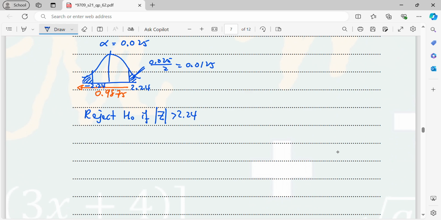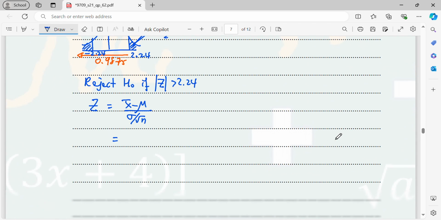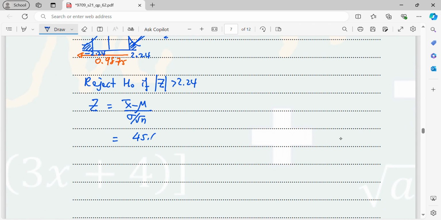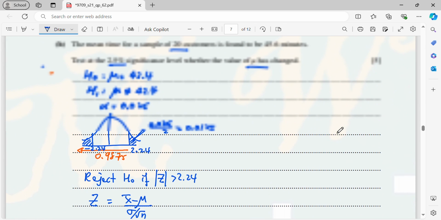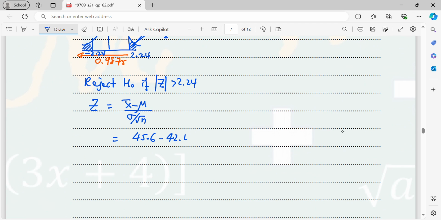Now, our calculation is Z equals X bar minus mu over sigma over square root n. X bar is given. For the 20 customers, it will be 45.6. That is the mean for the 20 customers, that is our X bar. So 45.6 minus the mean. The mean is the mu at the H0, that is 42.4.